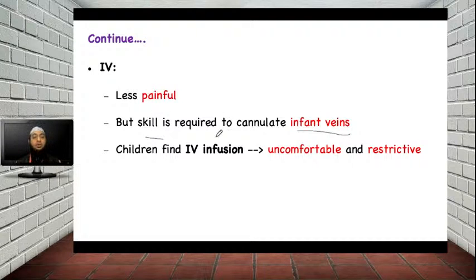In addition to this, children also find IV infusion very uncomfortable and restrictive, because children have the ability to move from one place to another. So it is very challenging to restrict a child to one place. If you are giving an IV infusion, the child has to remain in one place. So it may produce a very uncomfortable situation for the child, and it is also restrictive. So although it is less painful and gives a very accurate dose, these are also some limitations when you are giving drugs through the IV route to children.